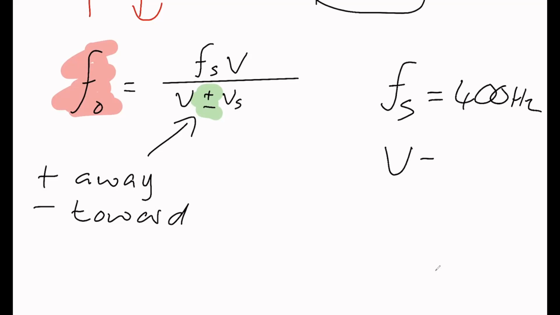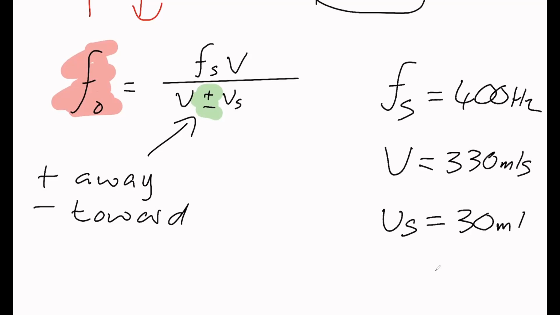V in this case is the speed of the wave. So it's the speed of the sound wave itself, and this is approximately 330 meters per second in dry air. Cool. And then Vs is the velocity of the source. Let's say that it's traveling at 30 meters per second, which is probably about 120 kilometers an hour. So that's the speed of the ambulance itself.